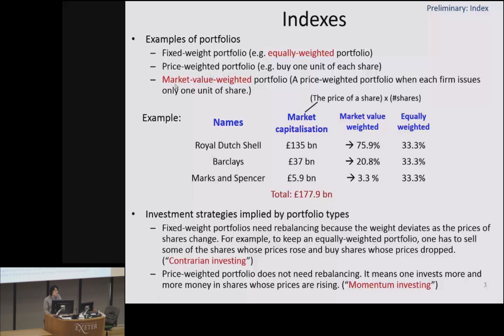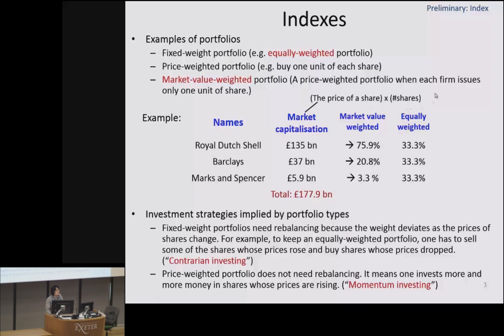Now the price weighted portfolio and the market value weighted portfolio are somehow similar, because imagine a hypothetical world in which all companies issue just one share. Of course, in reality, companies issue tens of thousands of shares, but imagine there is only one shareholder for each company and each company issues just one big share, so that the number of shares is just one for all companies. Imagine such a hypothetical world.